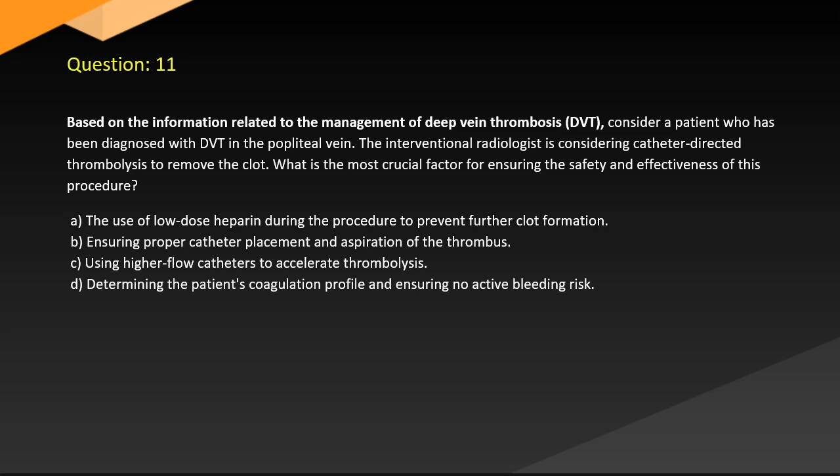A. The use of low-dose heparin during the procedure to prevent further clot formation. B. Ensuring proper catheter placement and aspiration of the thrombus. C. Using higher flow catheters to accelerate thrombolysis. D. Determining the patient's coagulation profile and ensuring no active bleeding risk.